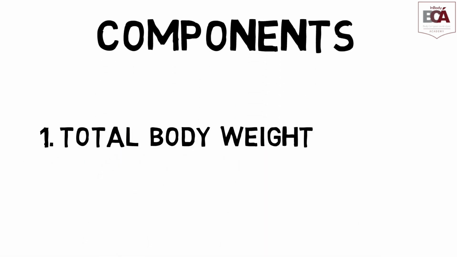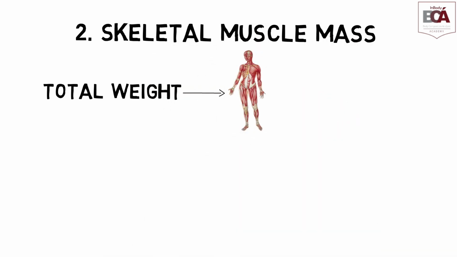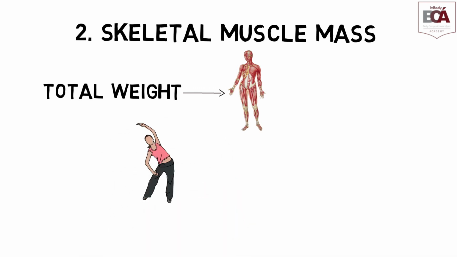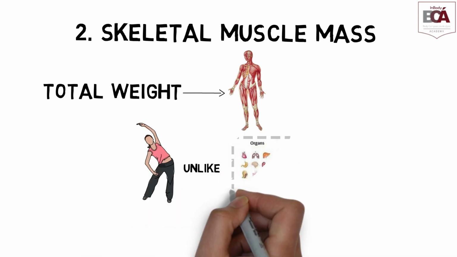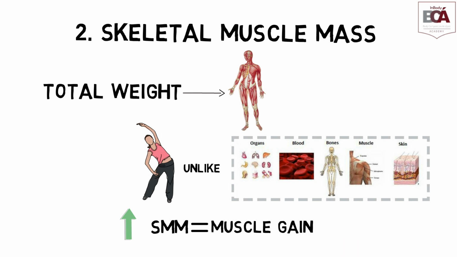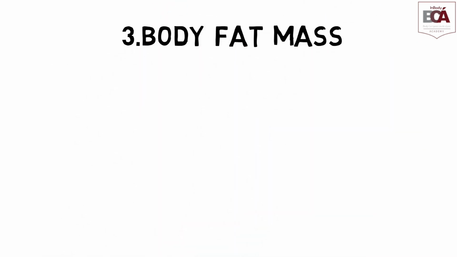Let us first see the three components of this parameter. First is the total body weight. Second is skeletal muscle mass. This is the total weight of one's skeletal muscle. These are the muscles that can be grown and developed through exercise. Unlike lean body mass, which includes everything that isn't body fat, you can view an increase in skeletal muscle mass as actual muscle gain. Third component is the body fat mass.